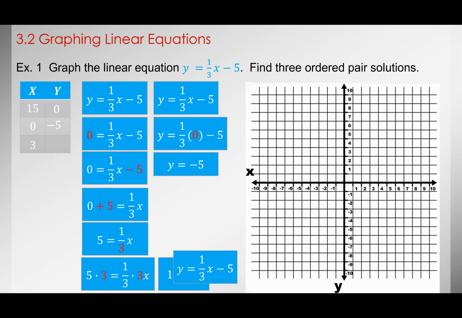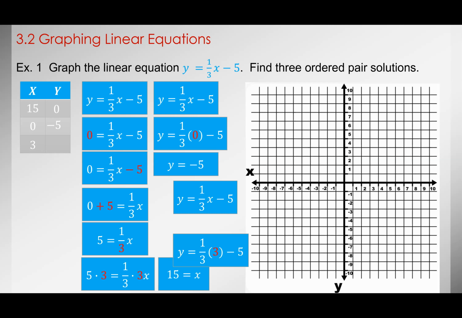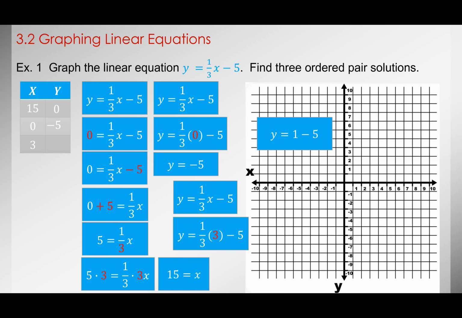And lastly, if you plug in 3 for the X, 3 times 1/3, 1/3 of 3, 3 over 3 is equal to 1. 1 minus 5 will give me -4. And that is my Y. So my ordered pair is 3, -4. And this is the last item we have in 3.2.